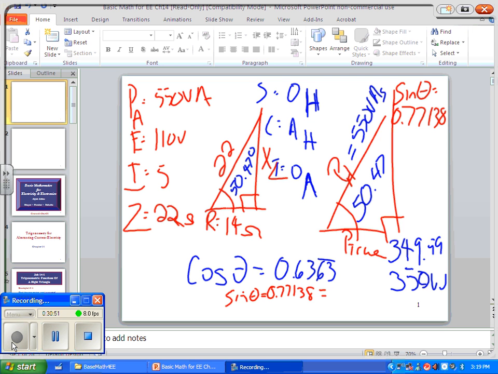Now, we know one of those, right? We're looking for O, and we know the hypotenuse. We're talking about this one over here. So we're going to put in 22. Now, to get rid of the numbers on one side, we can just multiply both sides by 22. So 22 times 0.77138, which is in our calculator right now, right? We just hit times 22. So in other words, about 17 ohms of X sub L.